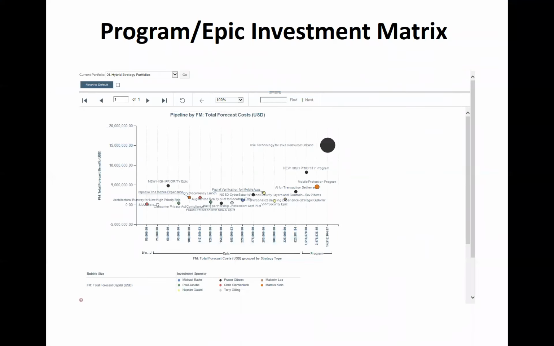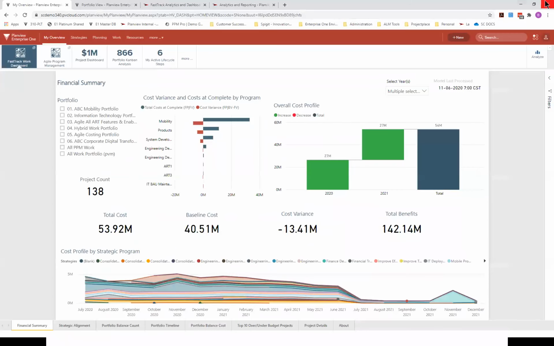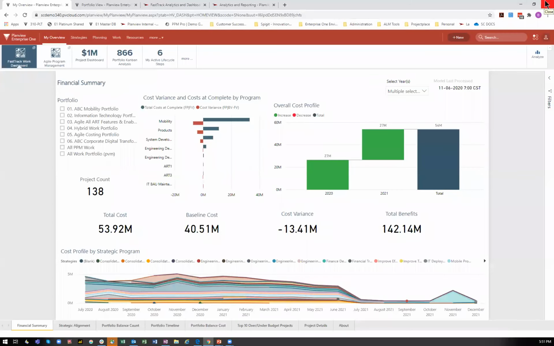So now let's transition into Enterprise One itself. So now I'm in Planview Enterprise One for the first time. I'm being served up my overview, which is your favorite dashboards, favorite analytics, et cetera, favorite exceptions, if you will, that you want to be able to have insight to.